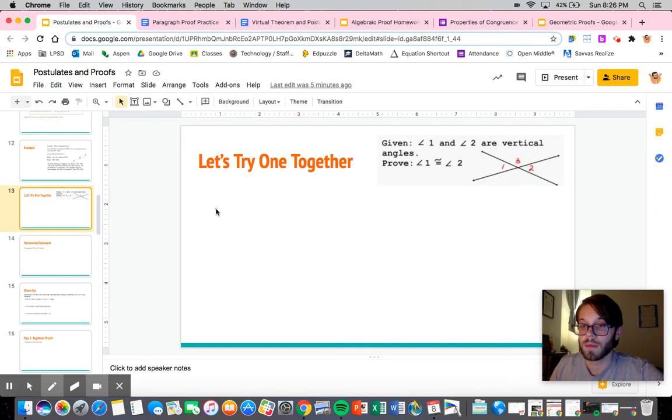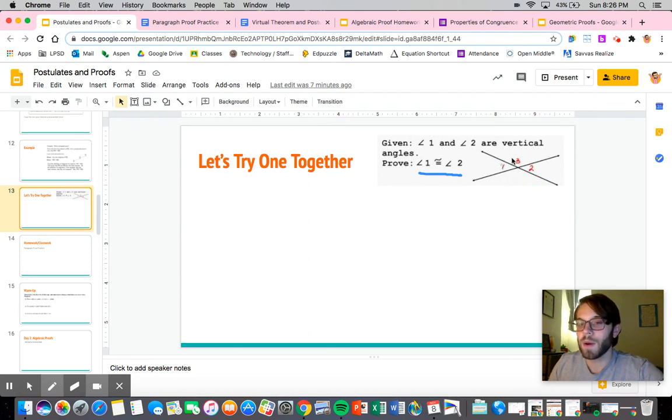Now, we can then use a couple other pieces of information if we were to go through this process. So let's quickly sketch out in our mind what we're going to start with. We already know that things are given: given that these two are vertical angles. And our ultimate goal is to actually prove that vertical angles are congruent. Fun fact.